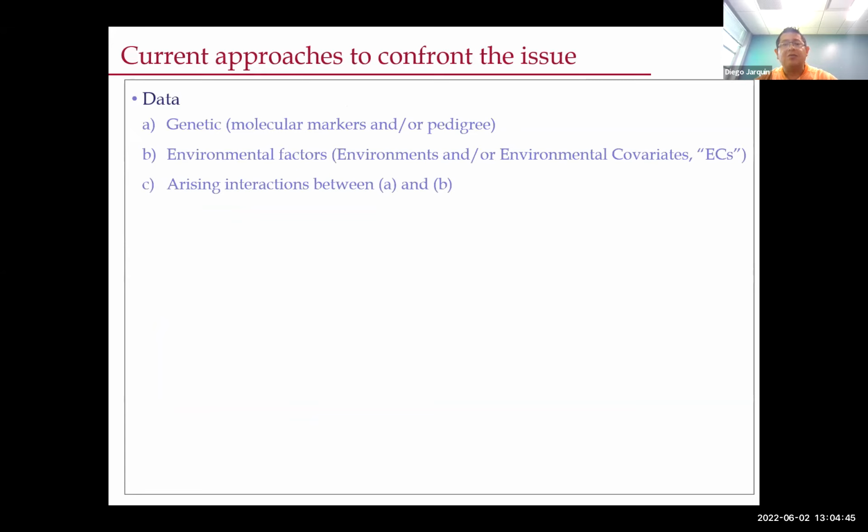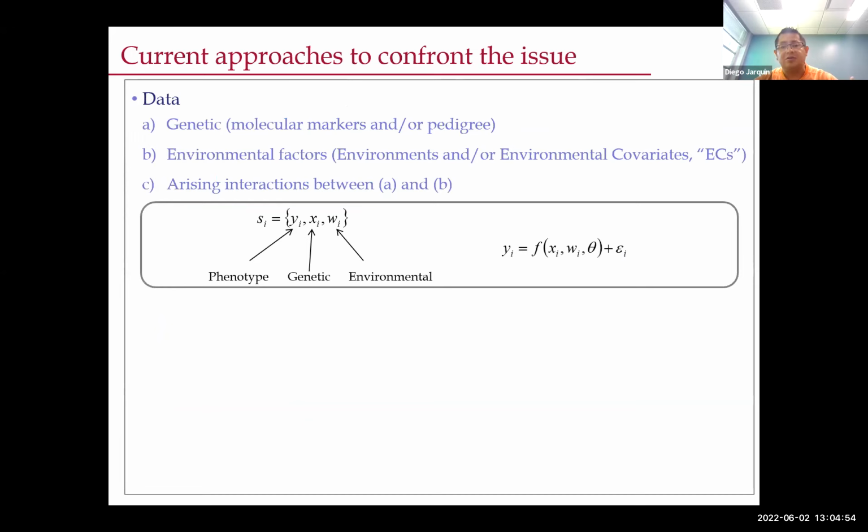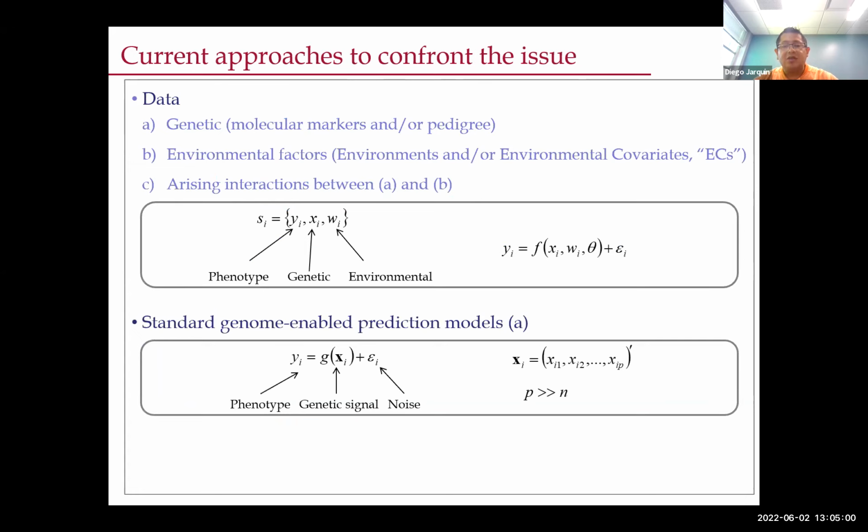So far, back then, we had genetic data based mainly on molecular markers or pedigree, environmental factors that were not considered, and also interactions between these two. The standard genomic prediction methods considered the signal as the main effect based on molecular markers. But one of the issues that we faced back then was that p, the number of molecular covariates, was larger than n, the number of data points for fitting the models. Some of the limitations are that those models did not include these interactions or environmental data.